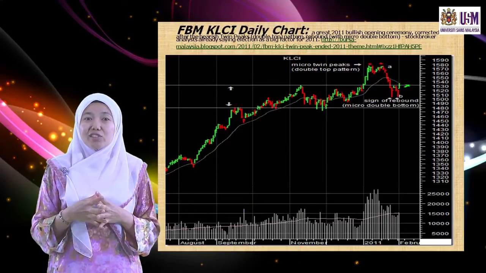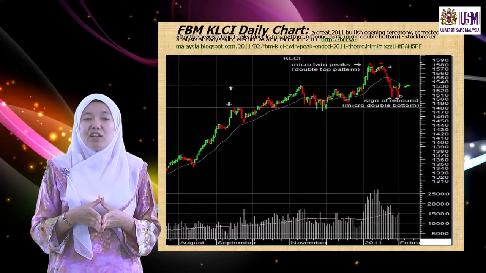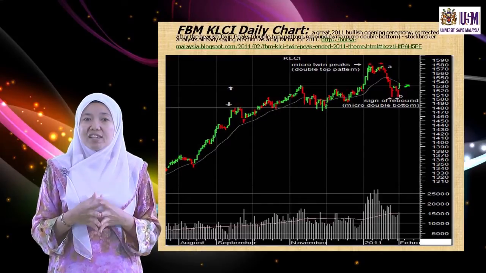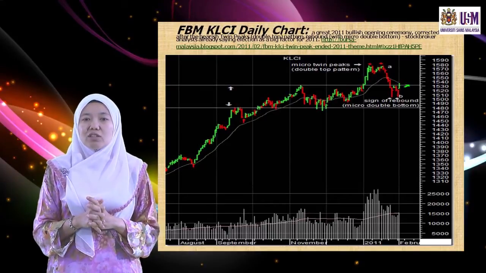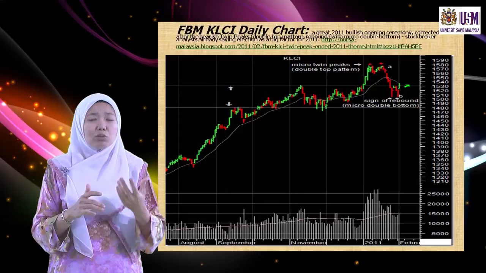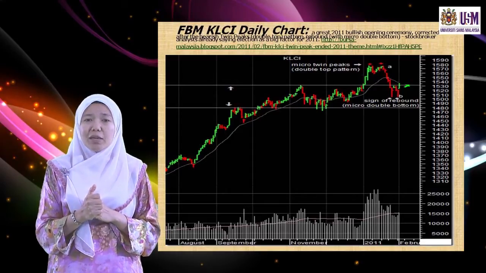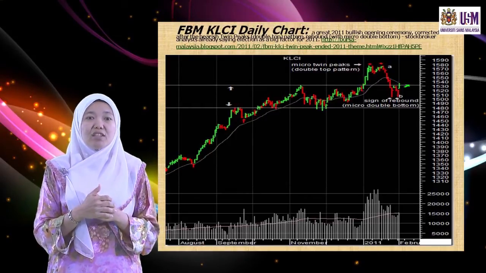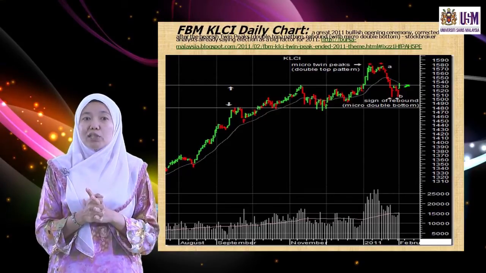Now let's look at the FBM KLCI daily charts time series. This stands for the Financial Times Stock Exchange for Bursa Malaysia Kuala Lumpur Composite Index. So this is a daily time series. This one is from towards the end of 2011 when I took the screen capture. You see that this is the amount of stocks being traded on our Kuala Lumpur stock exchange, Bursa Malaysia.